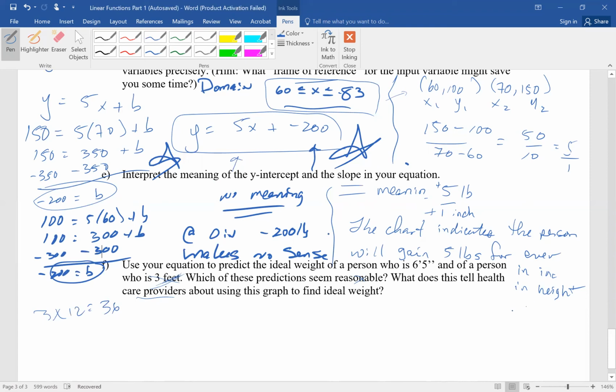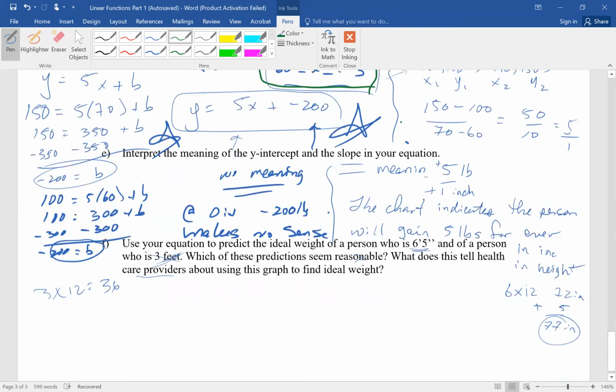Now, 6 times 12, we have to turn it into inches so all our units are the same, is 72 inches. Plus 5 more, so 77 inches. If I wanted to use that model, 77 inches falls in this domain. The function is only reliable for heights from 60 inches to 83. Because it falls in there, you can use the model.